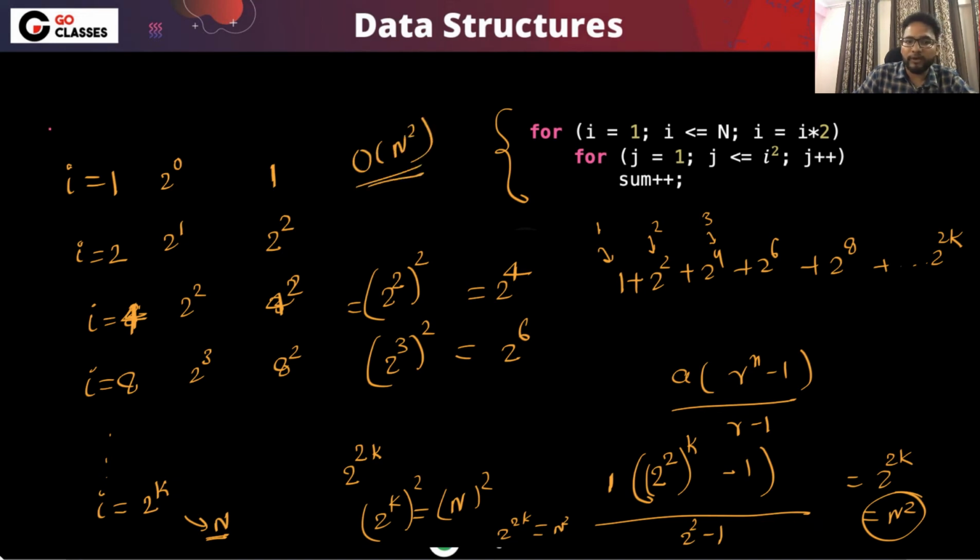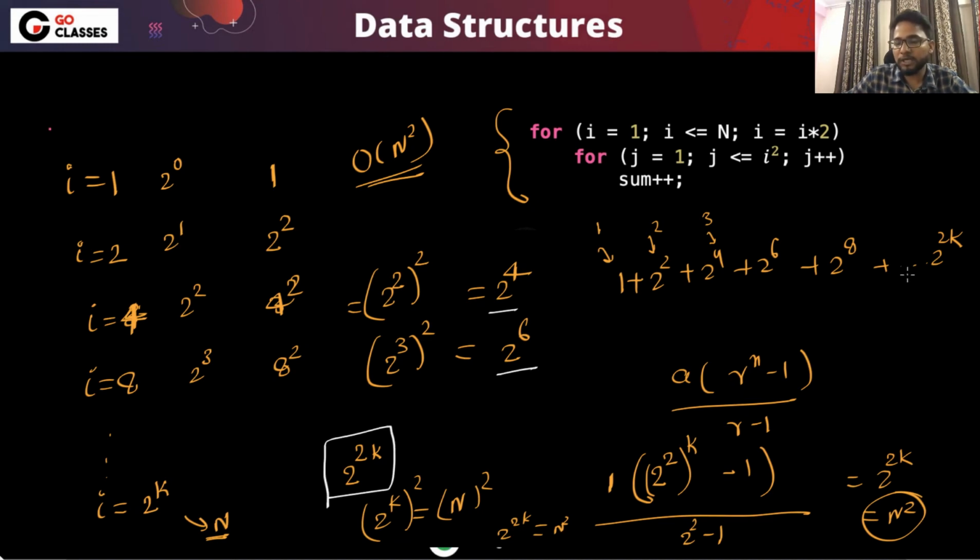See, let me quickly revise it. I hope you are getting how i is getting incremented. Initially it is 1, then 2, then 2 power 2, then 2 power 3, and then ultimately it will be 2 power k. And then how is this inner loop running? The inner loop is running i square times. So initially it will run 1 time, 2 power 2 times, then 2 power 4 times, then 2 power 6 times, and then ultimately 2 power 2k times, right?